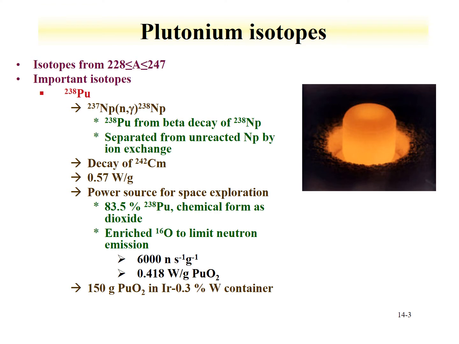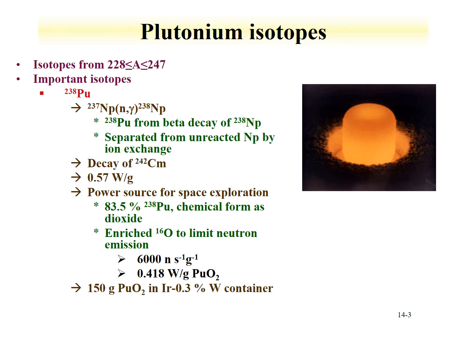This was the route by which plutonium was identified. This relatively short-lived alpha-emitting plutonium-238 has a high specific activity and is relatively easy to observe. The plutonium-238 is separated from the neptunium-237 target by ion exchange. You can also obtain plutonium-238 by the decay of curium-242.